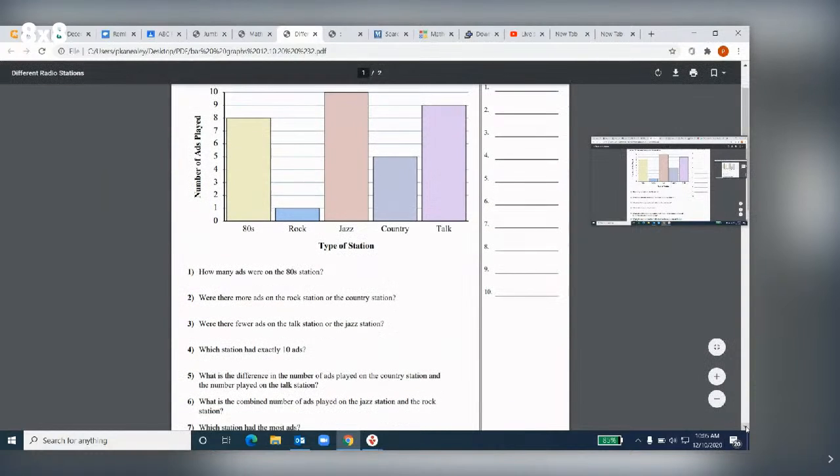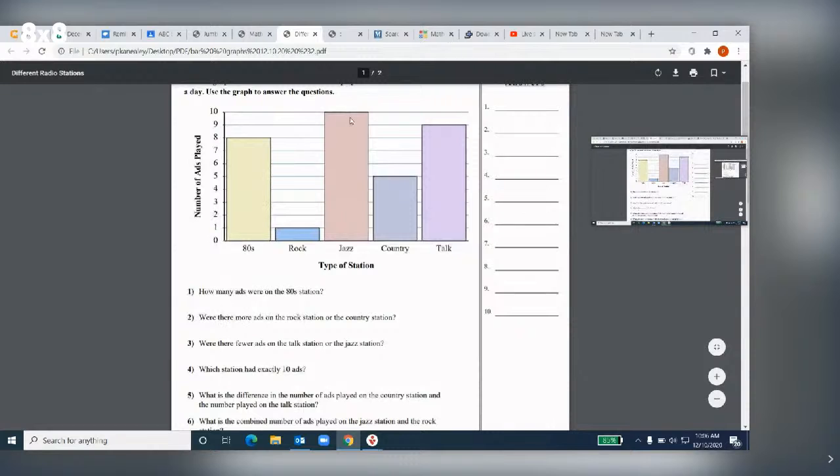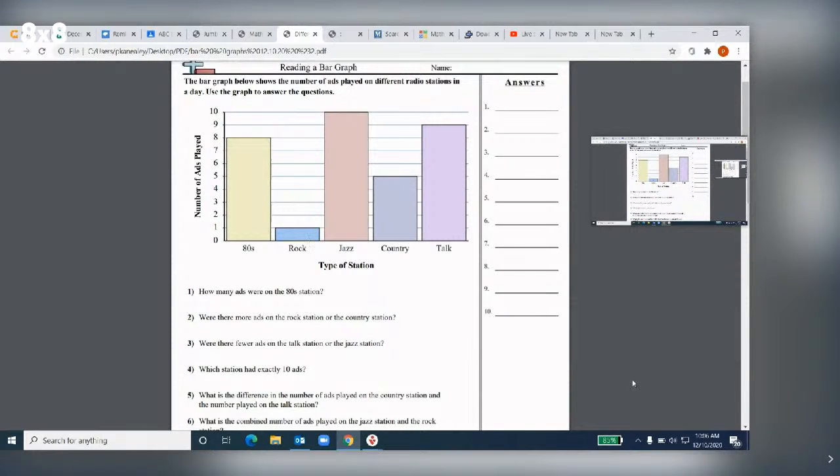So the next question, number 6. What is the combined number of ads played on the jazz station and the rock station? Okay, so the jazz station has 10. The rock station has 1, so that would be 11. You would just add both those together.